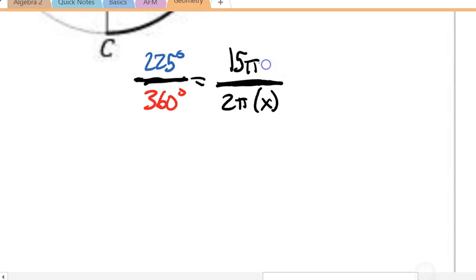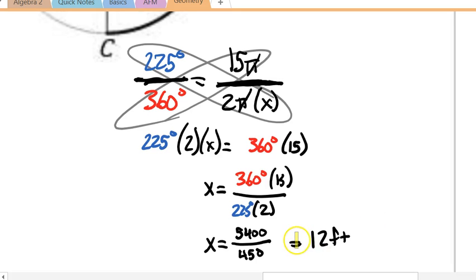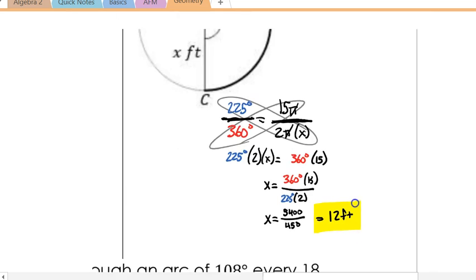From here we're going to simplify. I'll divide the pi's out, and then we'll cross multiply. And we'll solve from here, which gives us that x is equal to 5,400 over 450, reducing down to 12 feet.